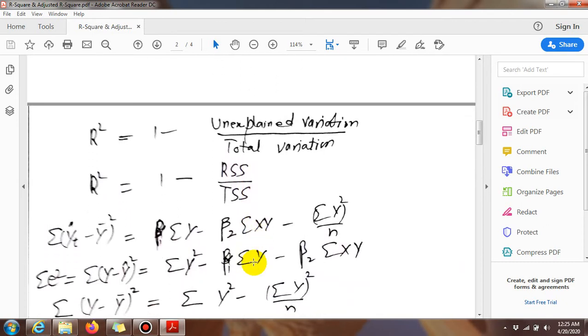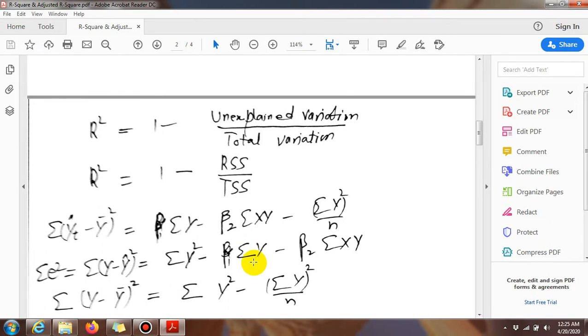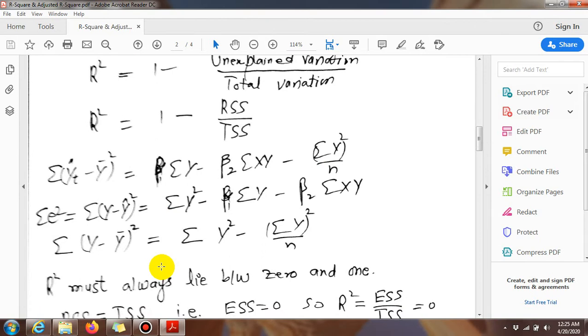Okay, for the simplification or calculation of RSS, TSS and ESS, here we have the formulas: summation of (y hat minus y bar) square is equal to beta 1 summation y plus beta 2 summation xy minus summation y hat square, and so on. You can calculate RSS, TSS and ESS from these formulas.